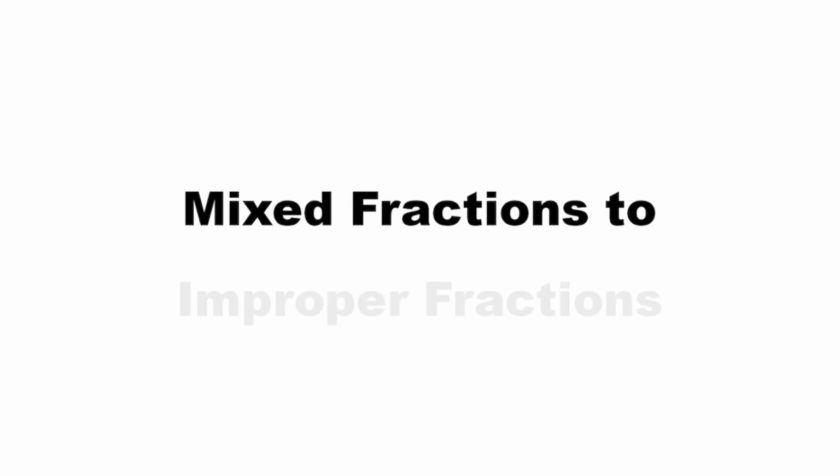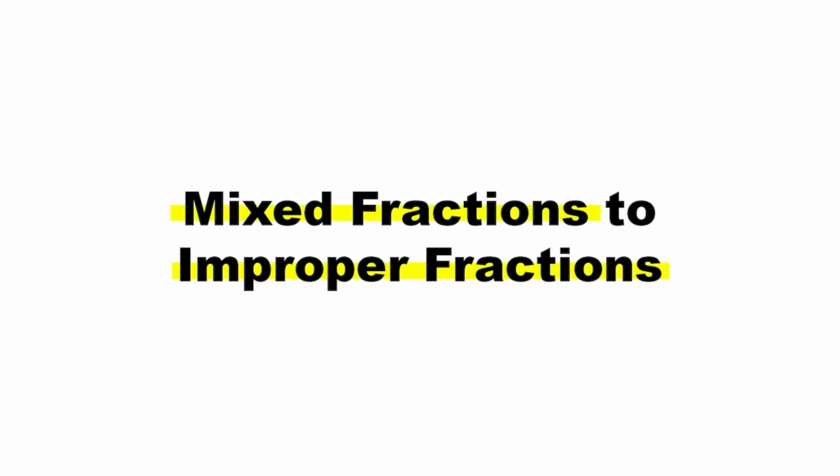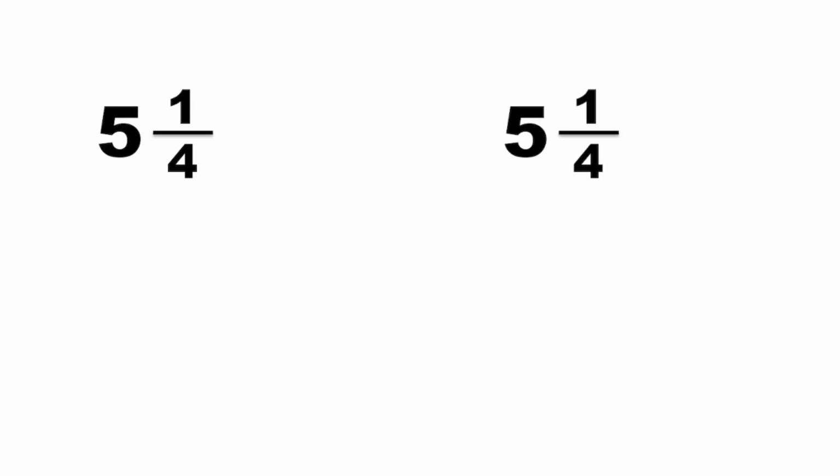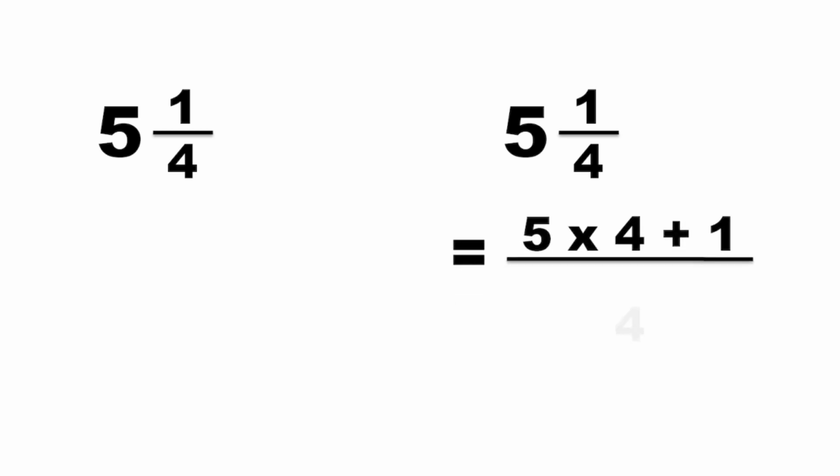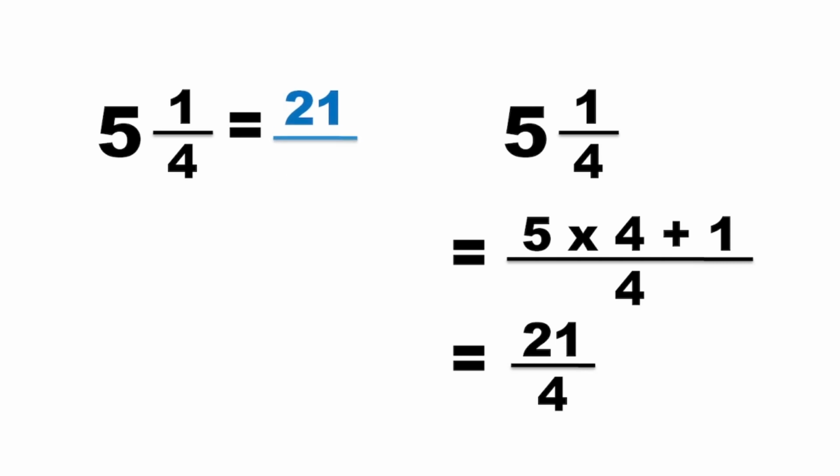Now let me show you how to convert mixed fractions into improper fractions. Mixed fractions can be converted into improper fractions by multiplying the whole number by the denominator and adding it to the numerator. It becomes the new numerator and the denominator remains unchanged. So the mixed fraction 5 whole 1 by 4 can be written in the form of an improper fraction as 21 by 4.